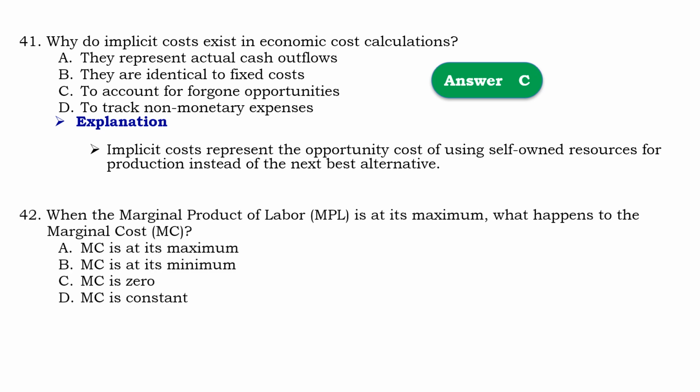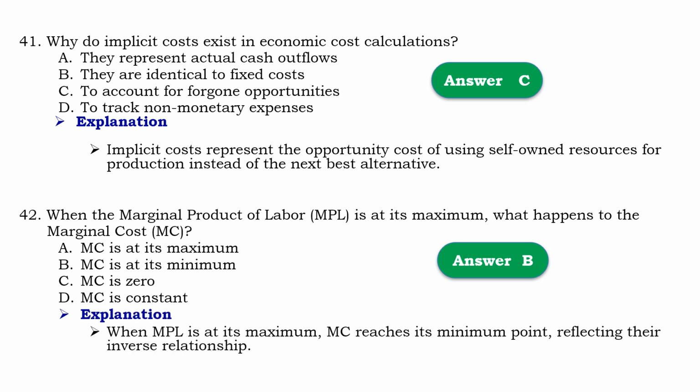Question number 42. When marginal product of labor is at its maximum, what happens to marginal cost? That should be marginal cost is at its minimum. This means that when marginal product of labor is at its maximum, marginal cost reaches its minimum point, reflecting their inverse relationship.